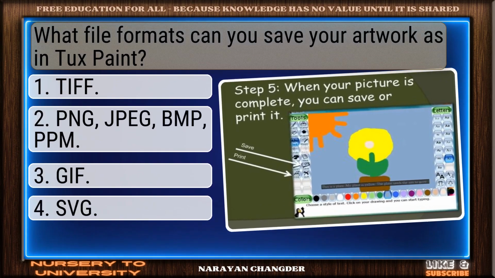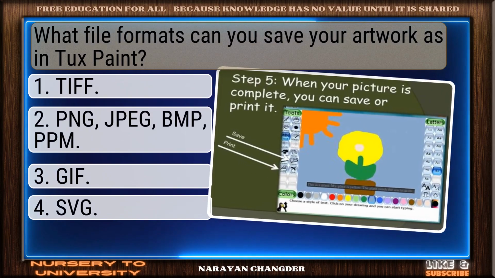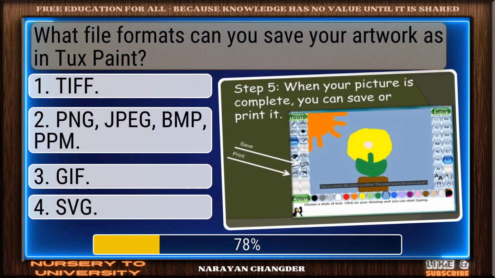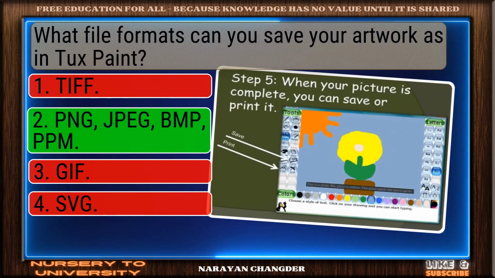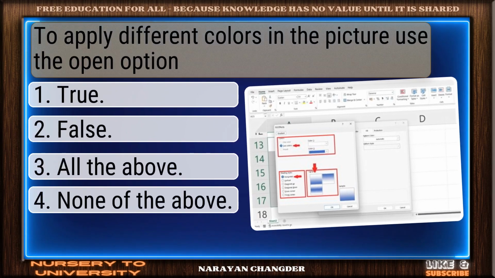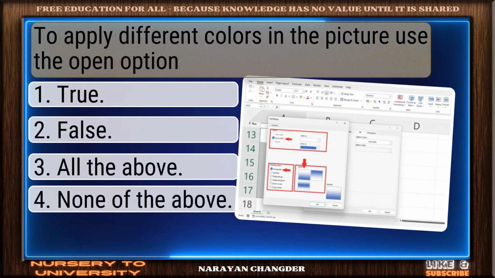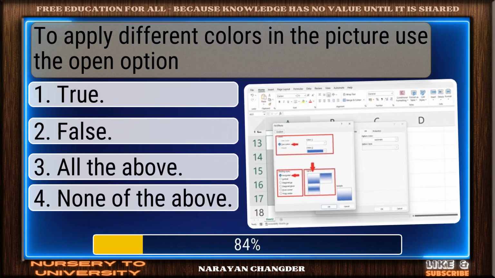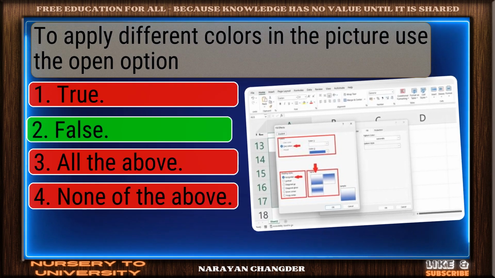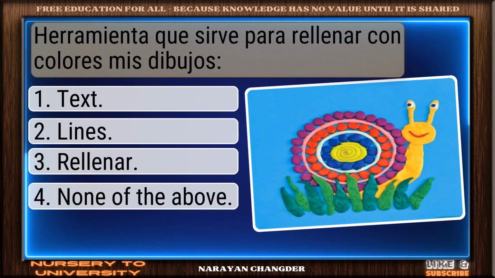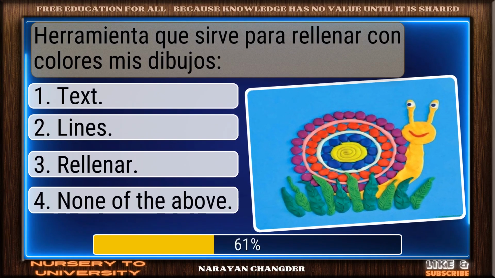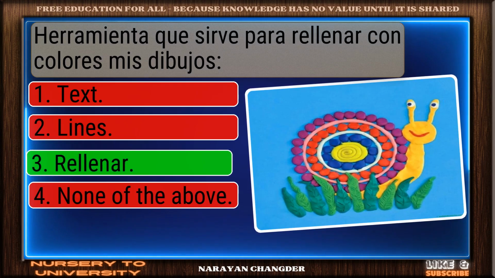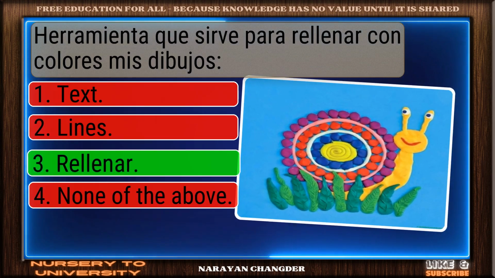What file formats can you save your artwork as in Tux Paint? PNG, JPEG, BMP, PPM fits. To apply different colors in the picture, use the Open option. Right again. False is valid. Herramienta que sirve para rellenar con colores mis dibujos. Well done. Rellenar is right.